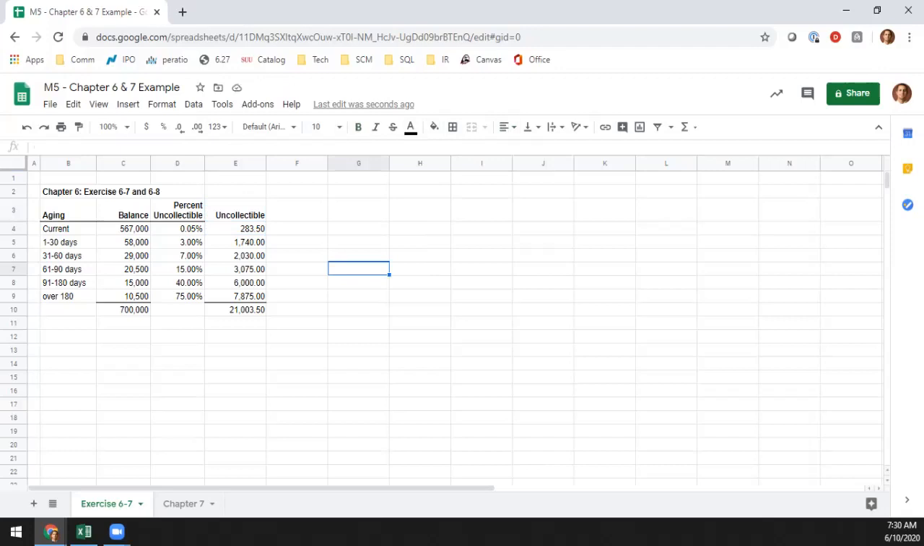Now let's go to 6-8. Using the data from 6-7, assume that the allowance had a negative balance of 4145. Illustrate the effects of the adjustment for uncollectible accounts on the accounts and the financial statements. So let's set up a debit account, a credit account, a debit amount, and a credit amount.